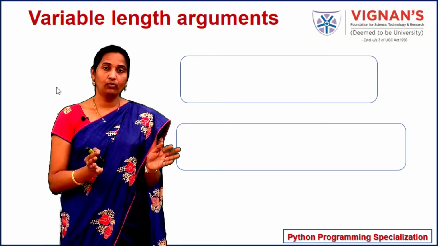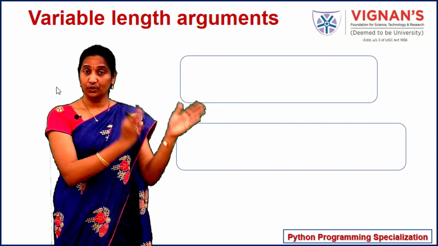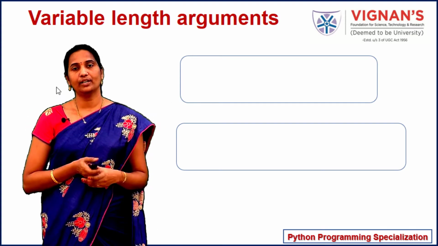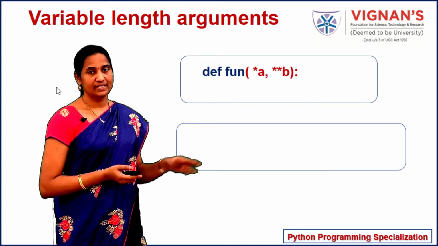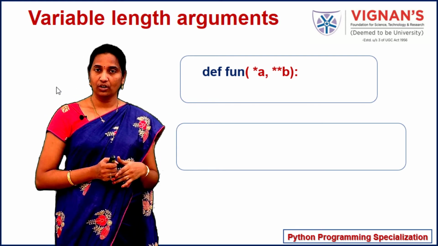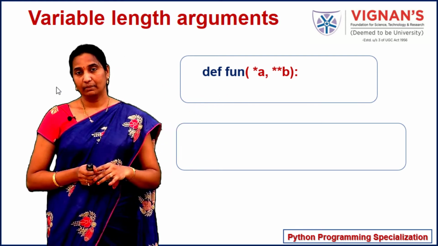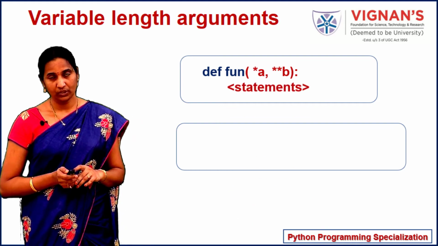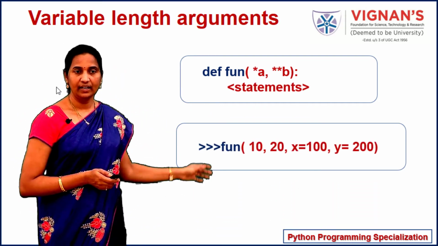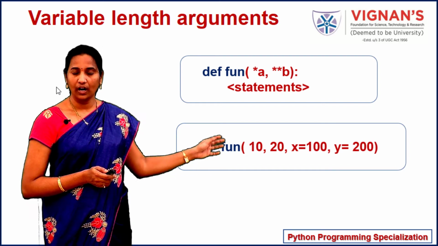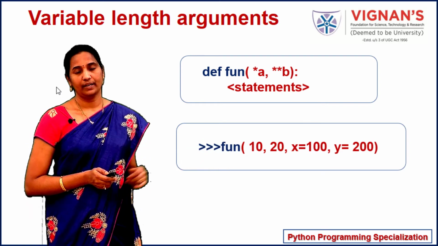Now let's see how we can combine variable length positional arguments and variable length keyword arguments in a single function. If you observe, this function fun has one variable length positional argument and one variable length keyword parameter. So both are available. Of course this kind of function definition is valid, and here function fun is called by passing four different values.